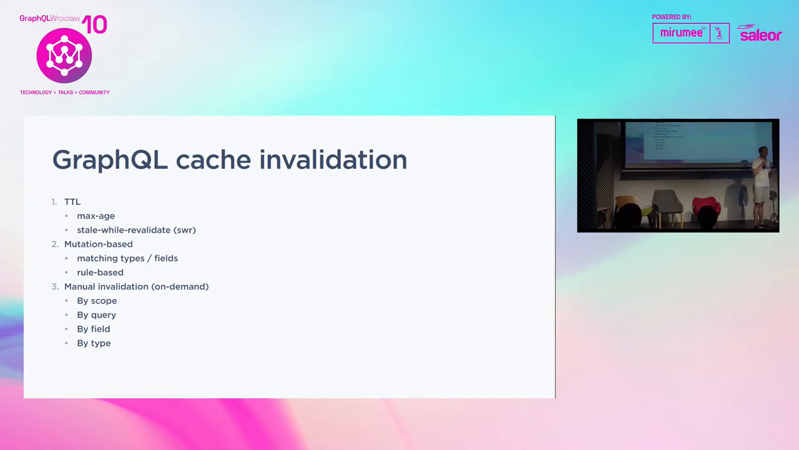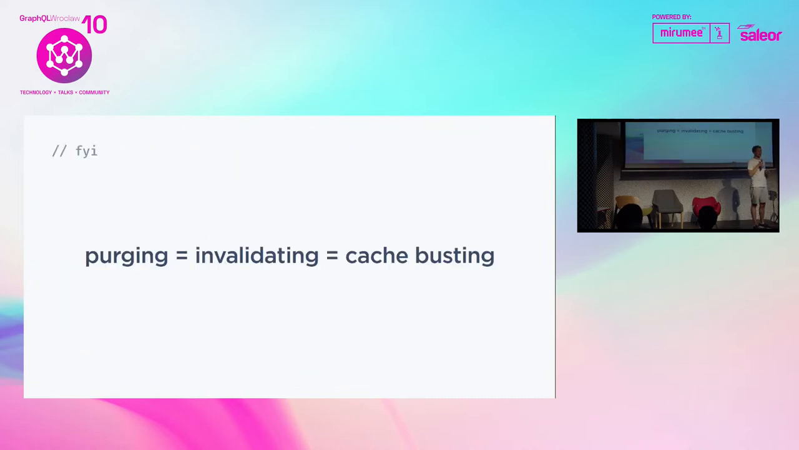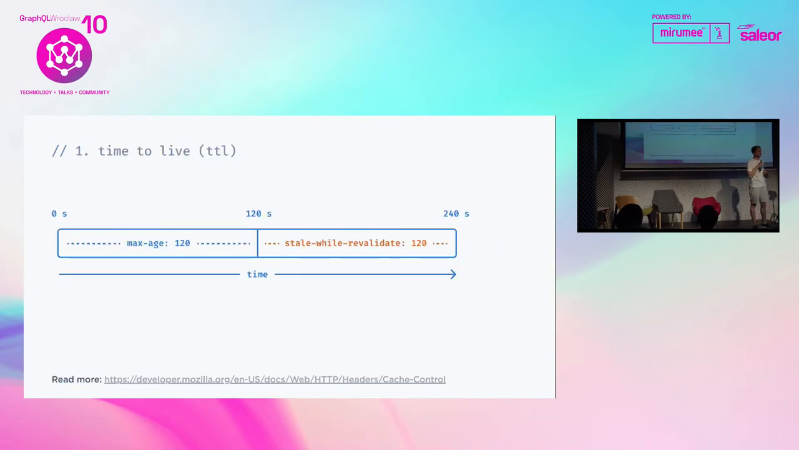There are three main categories how you can invalidate the cache. And by the way, just quick terms here, purging, invalidating, cache busting, it's all the same. It's just different words for the same thing. Let's start with time to live-based cache invalidation. So the cache control header, HTTP header, is pretty awesome. It has the max age, which just says you can store it for a minute or an hour.